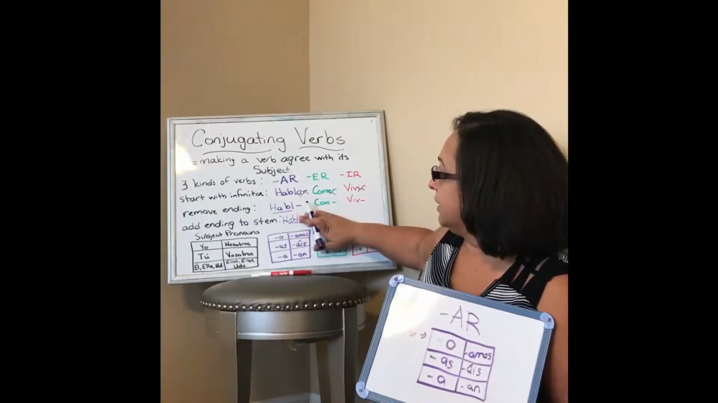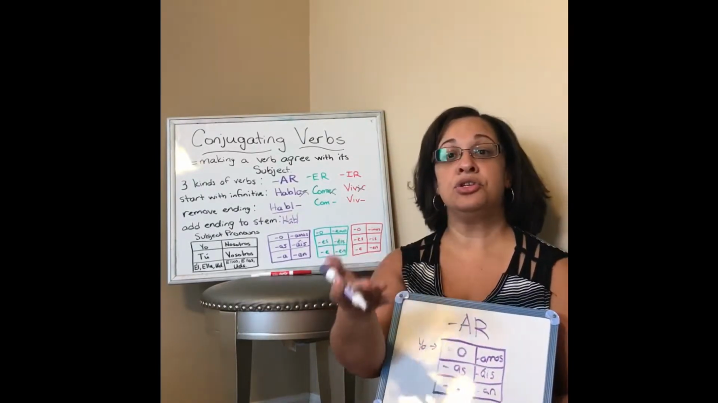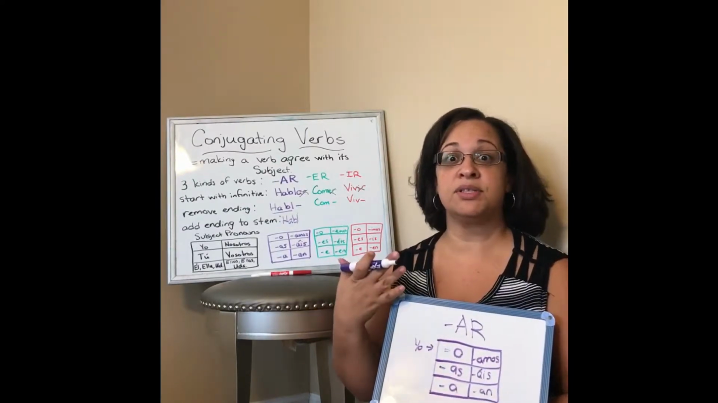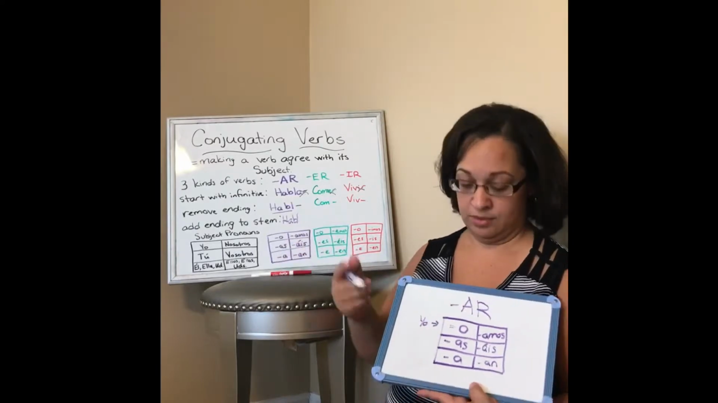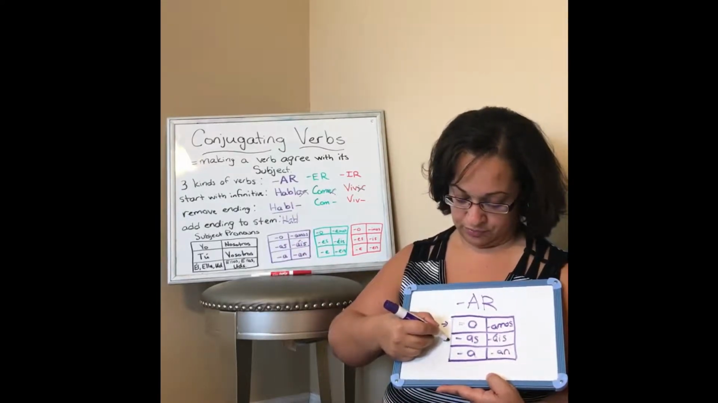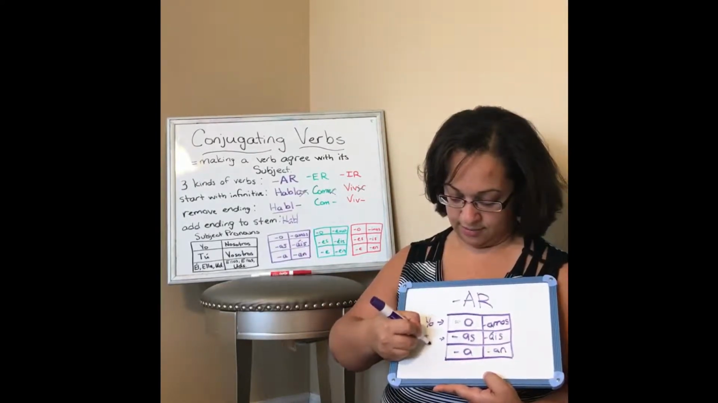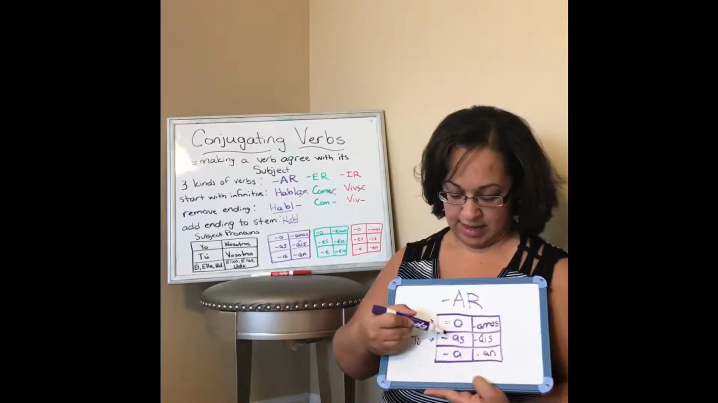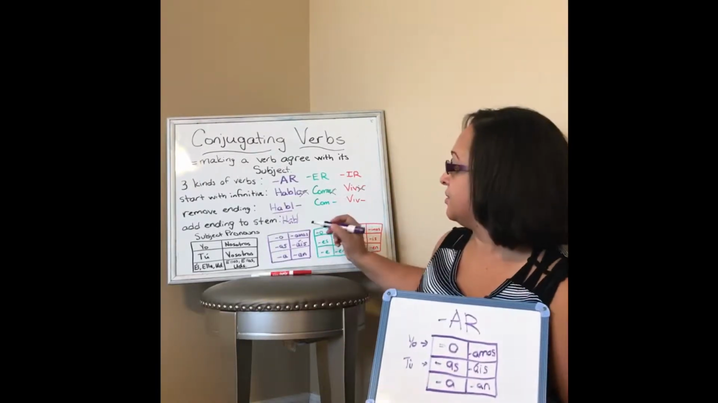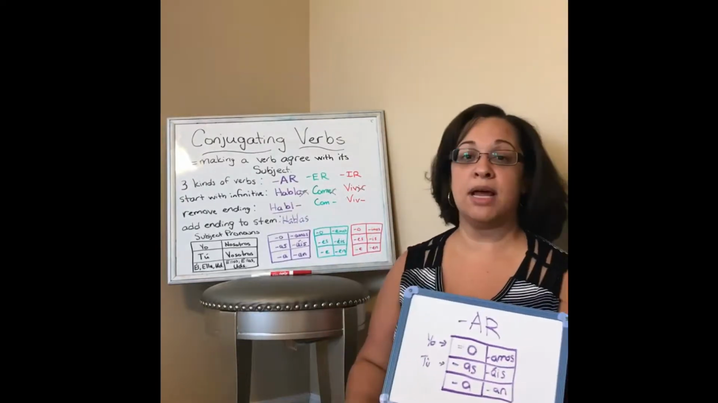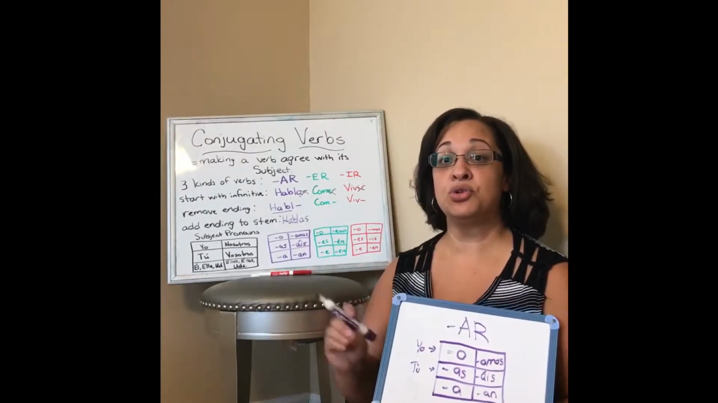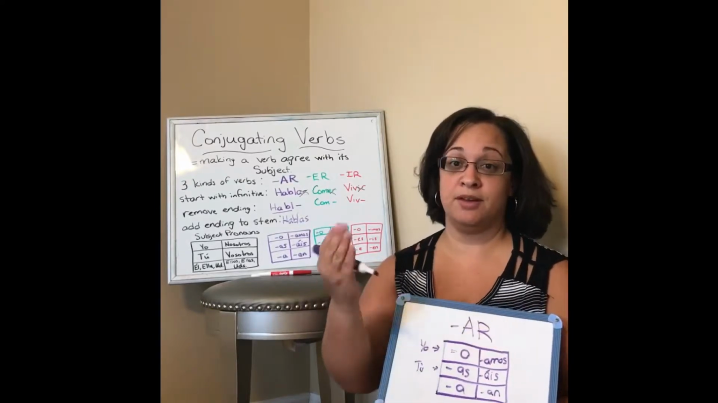Now, let's say I want to say you speak and you're my friend, right? So it's informal. Then I would go to the tú ending, and it's AS. So tú hablas. So tú hablas means you speak.